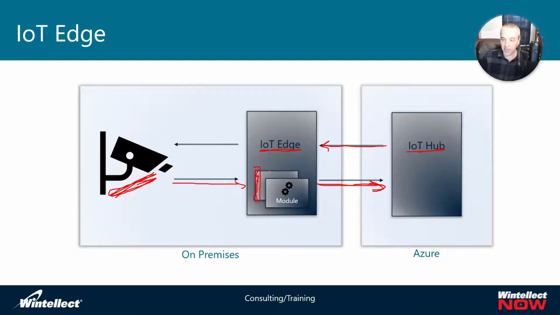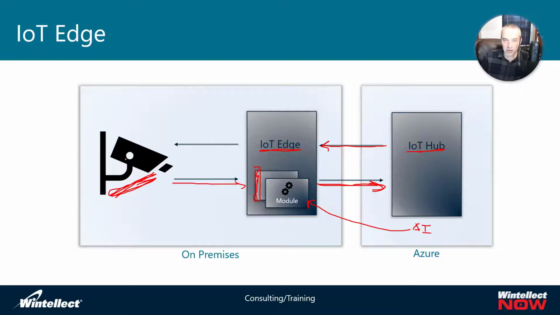Another common thing that these are used for is AI. What you can do in that case is have a module that is trained on Azure. So you have an AI model over here, and the AI model is then pushed up to a module right here.